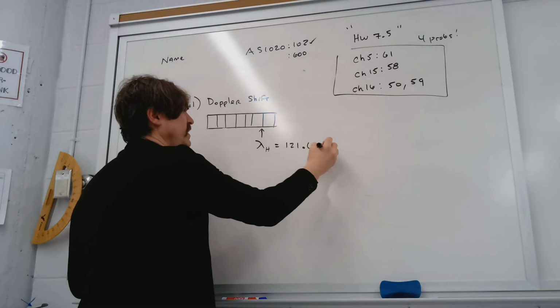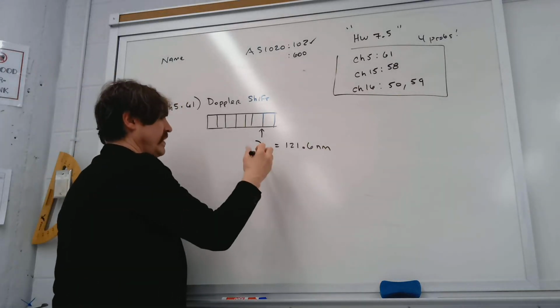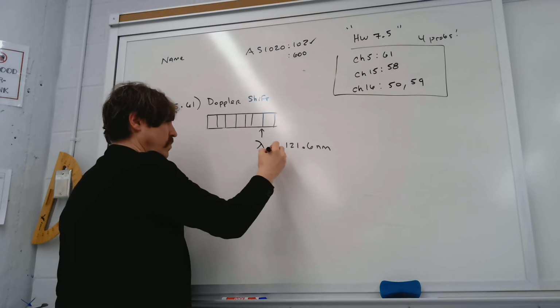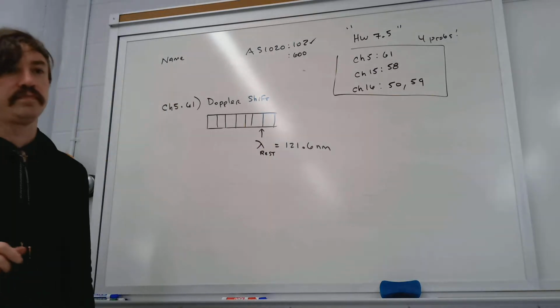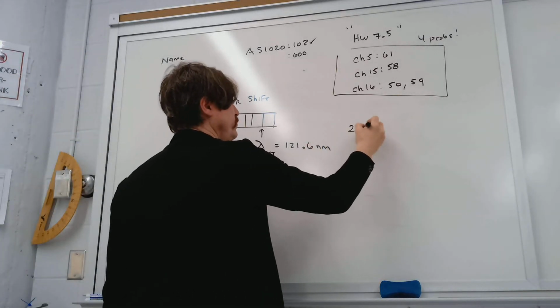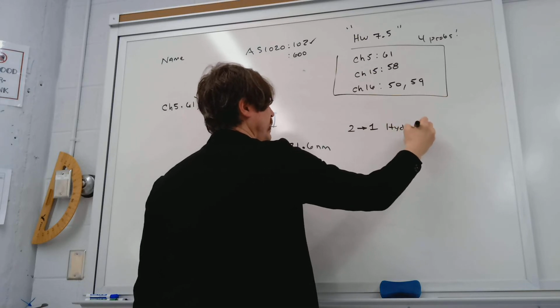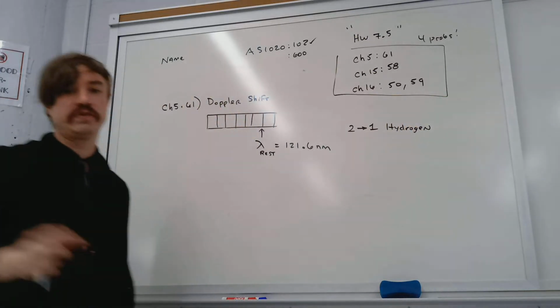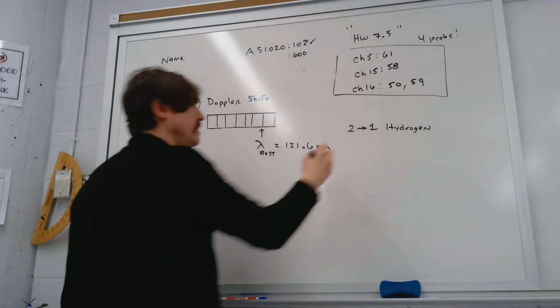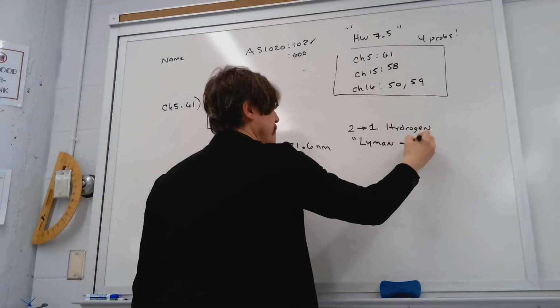In the case of the hydrogen wavelength that we're going to be observing in today's problem, it's 121.6 nanometers. And this wavelength is what's known as the rest wavelength. This wavelength is the 2-to-1 transition of an electron in a hydrogen atom. So it's called the 2-to-1 transition of hydrogen. And its special name is Lyman alpha. That's what it's called.